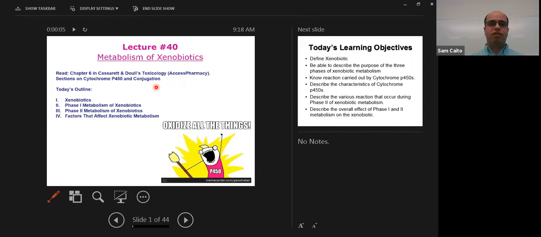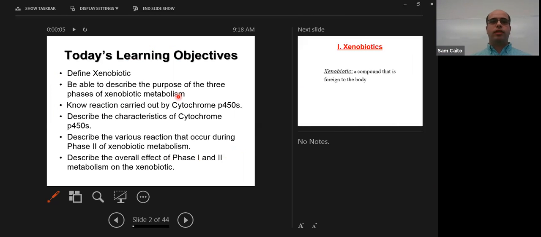There are some sections on cytochrome P450s and the conjugation reactions used in phase 2 metabolism that we're going to talk about today. So today, we're going to define what a xenobiotic is, describe the purpose of the 3 phases of xenobiotic metabolism, talk about the reaction of cytochrome P450s, and describe the characteristics of the actual enzymes, describe the various reactions that occur during phase 2 xenobiotic metabolism, and then describe the overall effect of phase 1 and phase 2 xenobiotic metabolism.